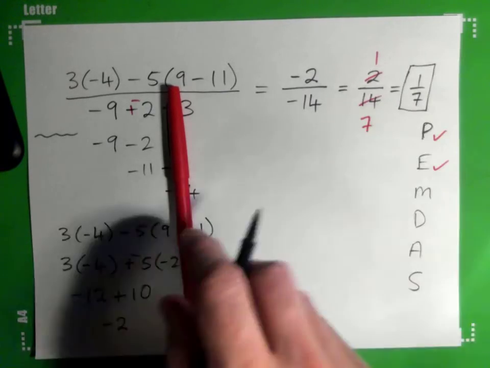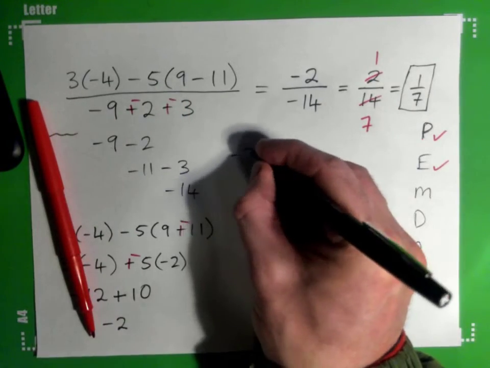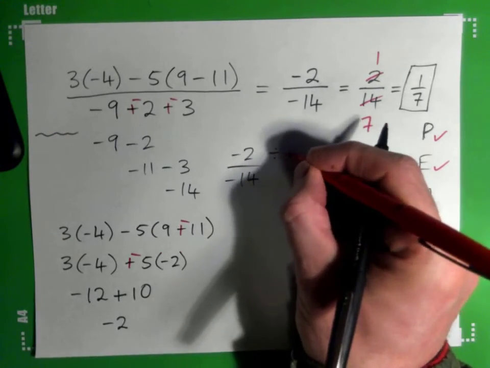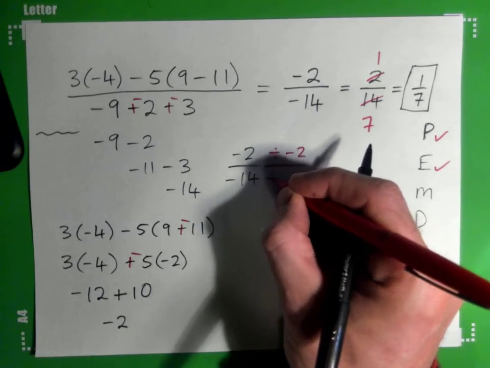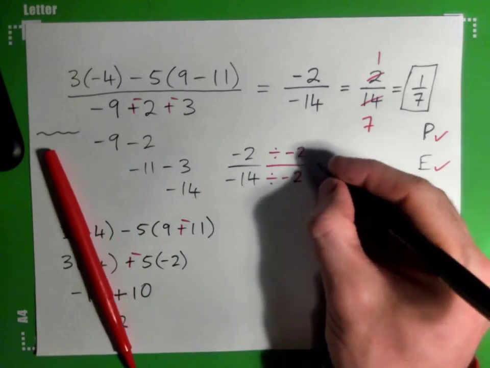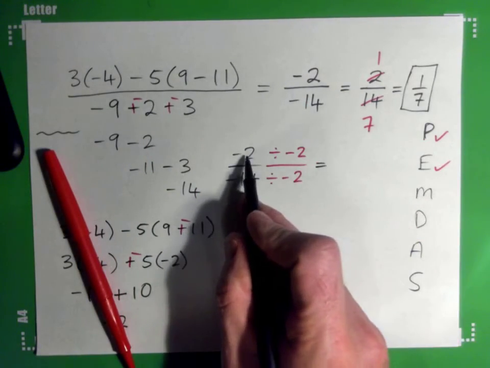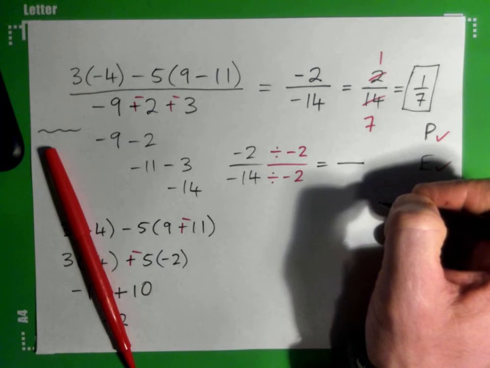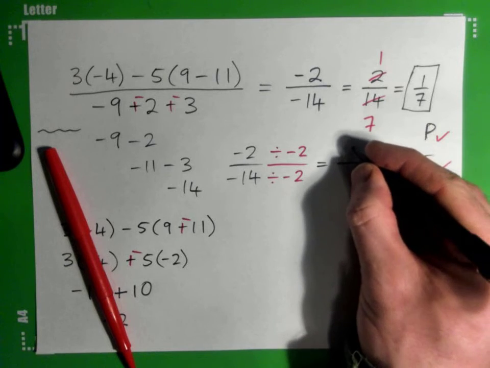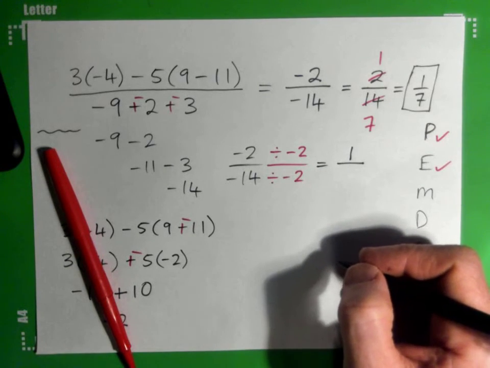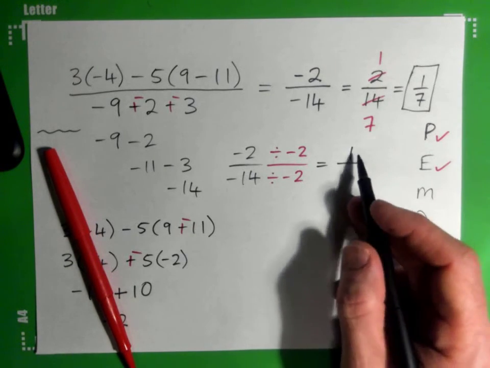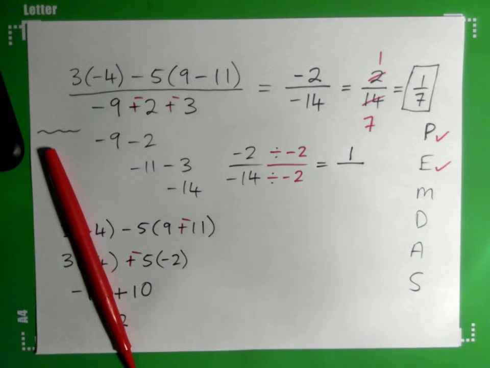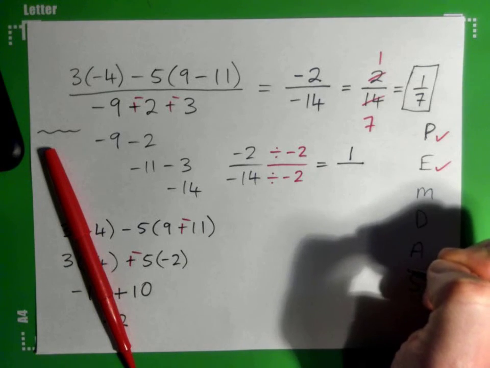And just for fun, I'm going to do that another way. Negative 2 over negative 14. I'm going to divide by negative 2 on the top, and divide by negative 2 on the bottom. So, just for fun, what's negative 2 divided by negative 2? Yeah, positive 1. What's negative 14 divided by negative 2? Positive 7. Yep.